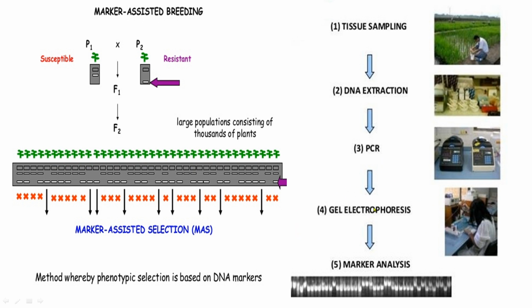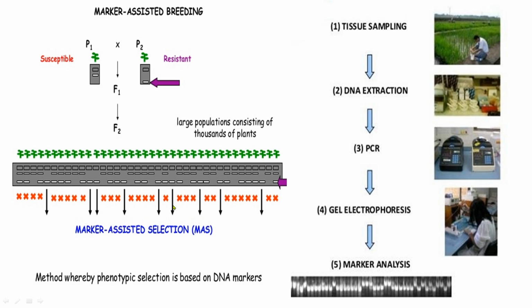You have to run it in a gel and check for the amplification of the marker. After running it in gel electrophoresis, you will be able to see a gel picture looking much similar to this. So when you compare the two parents and the F2 progenies on the gel picture, you can select those individuals which have the resistant type and avoid those individuals which have the susceptible type.